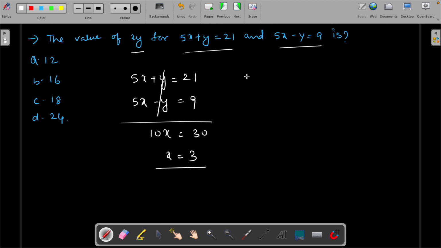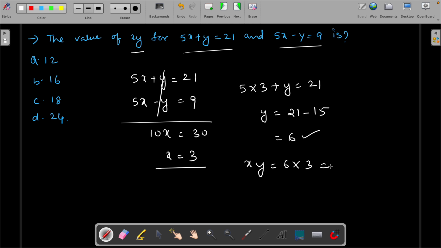If x equal to 3, then what is y? 5 into 3 plus y equal to 21. Y is nothing but 21 minus 15, which is 6. What is xy? 6 into 3, which is 18. This is the answer.